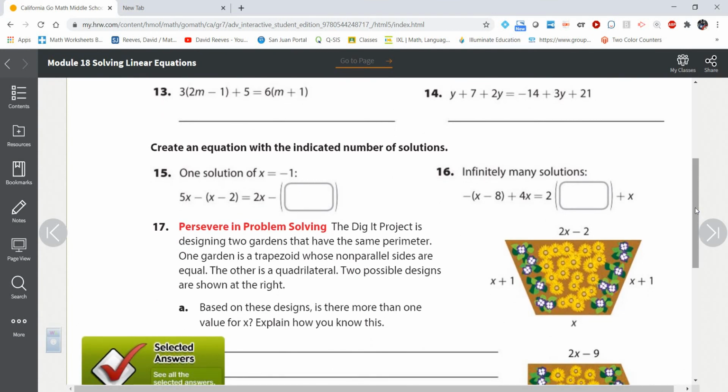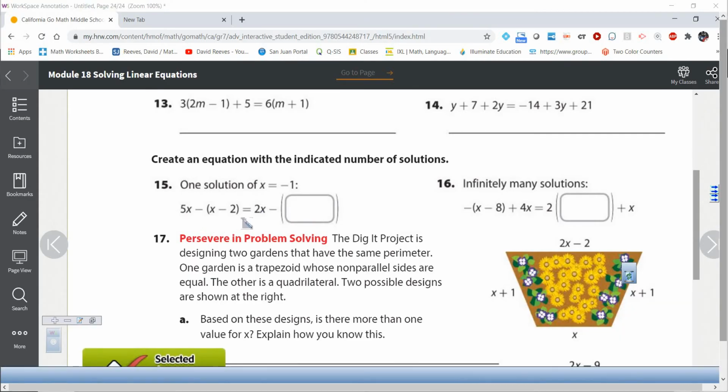All right, if I want this one to have one solution, then I know that the variable terms have to be different, and they specifically told me they want x to be negative 1. So if I simplify this, I get a 5x minus x, that's going to be 4x, and then minus a negative 2, that's going to be plus 2. And I want it to equal 2x minus something, right? And they want the solution to be negative 1.